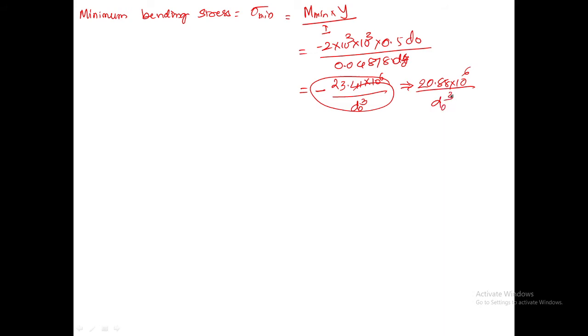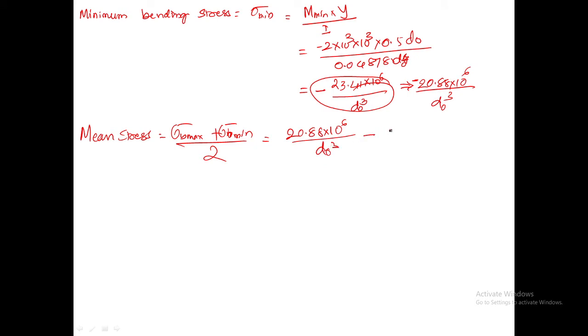Now calculate the mean stress here. Mean stress equal to what? Sigma b max plus sigma b minimum divided by 2. So in this case, 20.88 into 10 to the power of 6 divided by d naught cube, minus 20.88 into 10 to the power of 6 divided by d naught cube, divided by 2. You will get a value of 0 here, right.